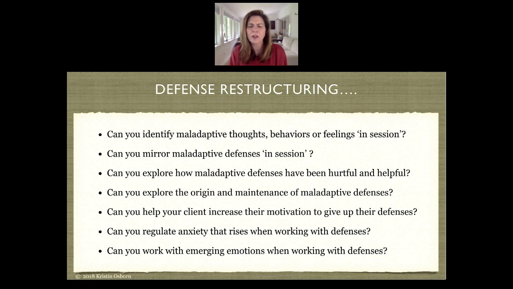And I really strongly recommend that you read Bruce Perry's work and George Vaillant's work if you want to understand this more, because they're both so expert at understanding the origin and maintenance of defenses. And the more you understand about defenses, the easier it is to work with them.